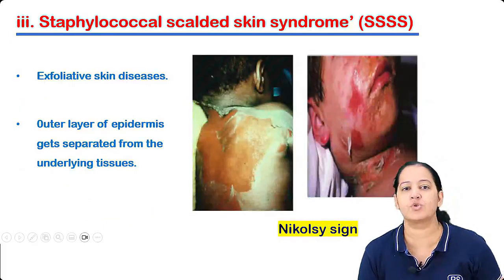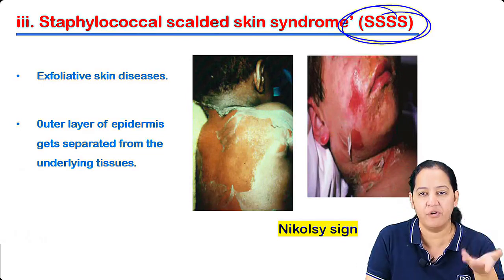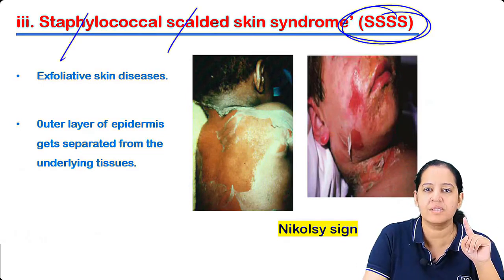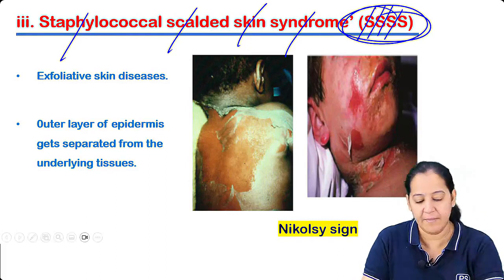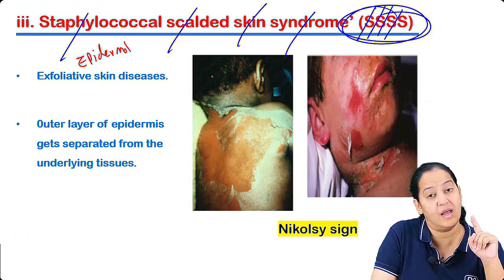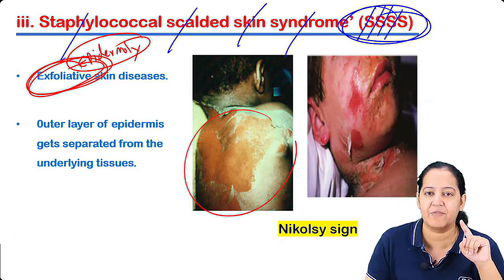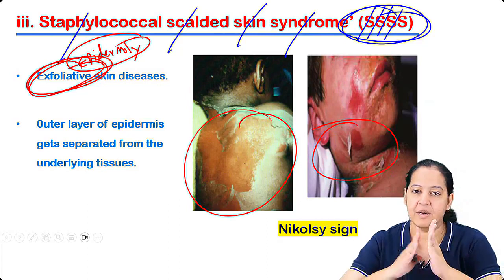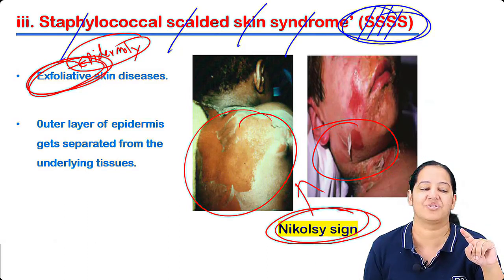And the last one is the disease SSSS. What is the full form of SSSS? Staphylococcal scalded skin syndrome, SSSS. The name of the toxin is epidermolytic toxin, the last toxin, also known as exfoliative toxin. Here the epidermis gets separated from the dermis. Can you see? Epidermis and dermis got separated. It is known as Nikolsky sign. It's an image-based question. Nikolsky sign.